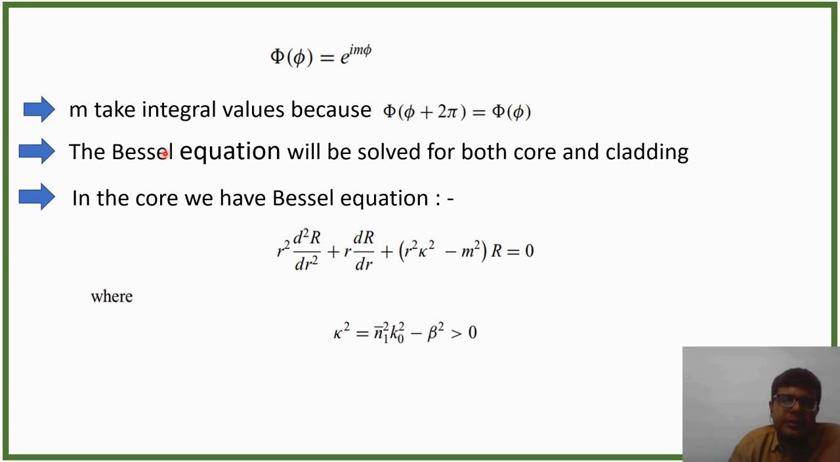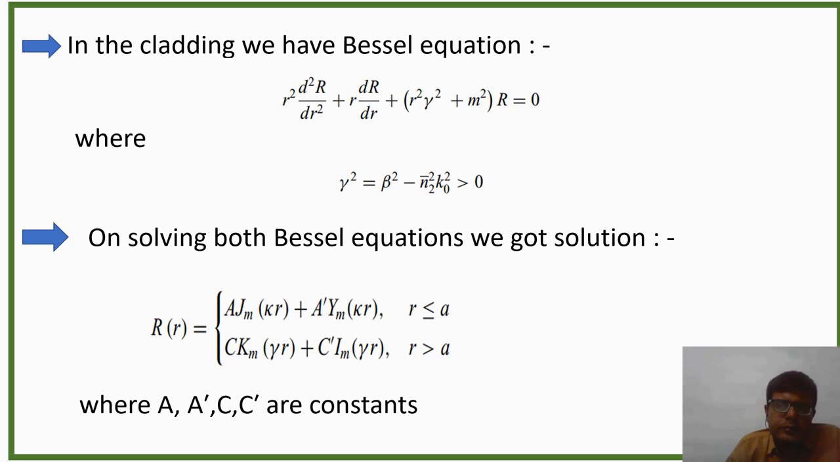m takes integral values because phi is a cyclic function. The Bessel equation will be solved for both core and cladding. In the core, we have the Bessel function in this form, where kappa square is equal to n1 square k naught square minus beta square. It should always be greater than 0. In the cladding, we have the Bessel equation in this form, where gamma square is equal to beta square minus refractive index of cladding square multiplied by k naught square.